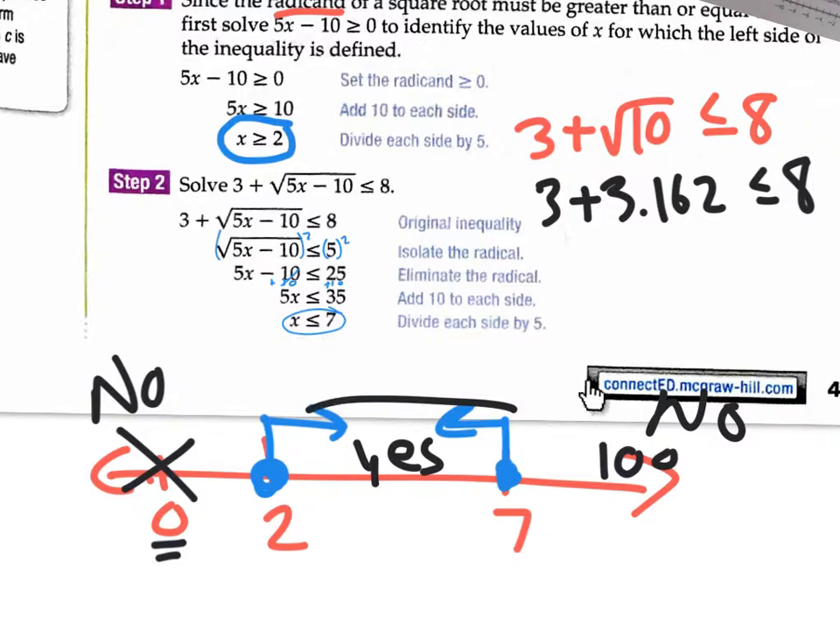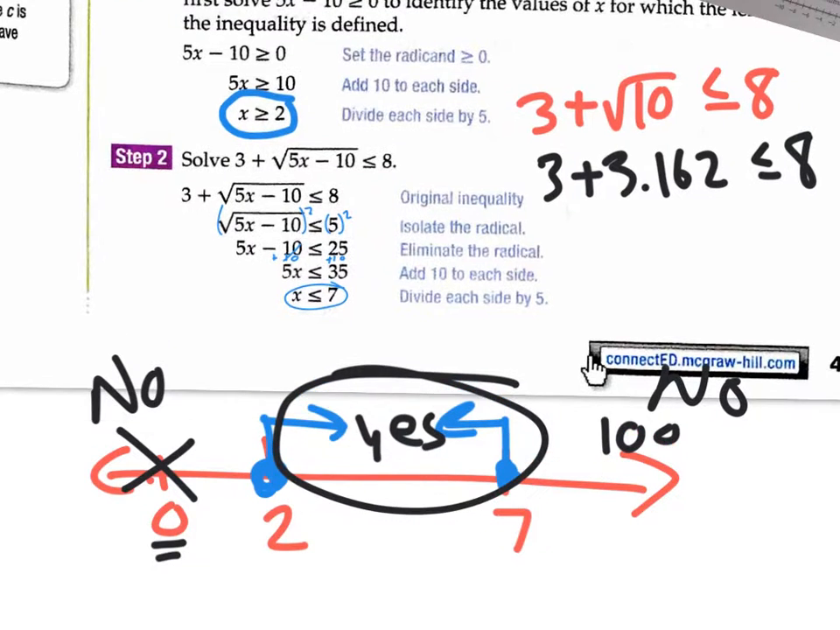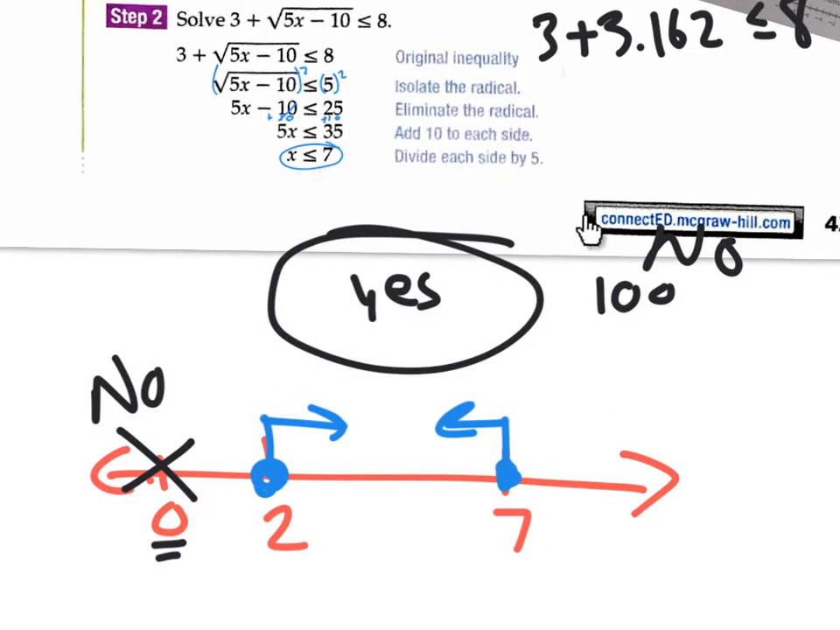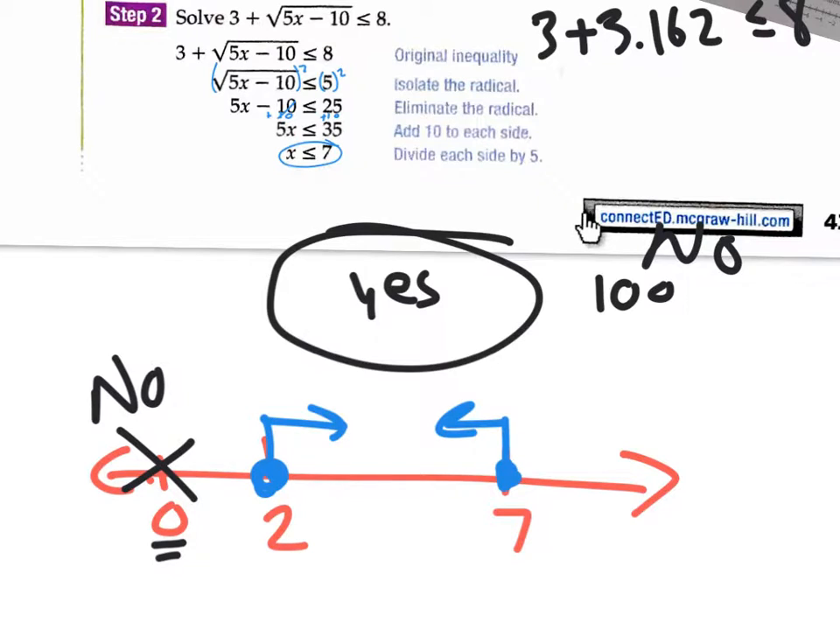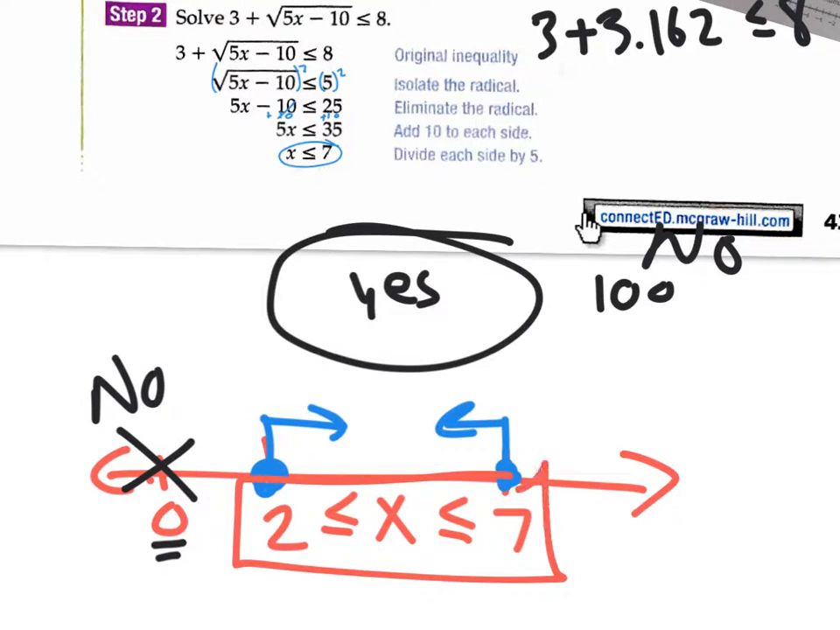So once you know that your answers are between here and here, you're going to write your answer as a compound inequality. And the compound inequality will have the x in the middle and the less than symbols with the line underneath it. It's always opening to the right. Okay? So what this really says is x is greater than or equal to 2, and x is less than or equal to 7. So there's your compound inequality. This would be your answer for that.